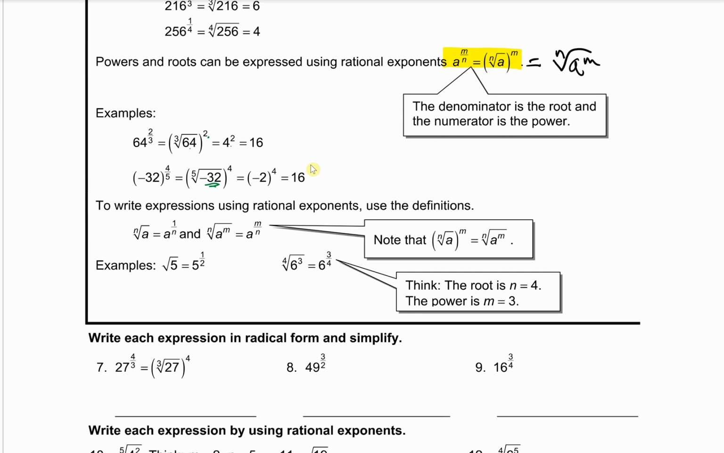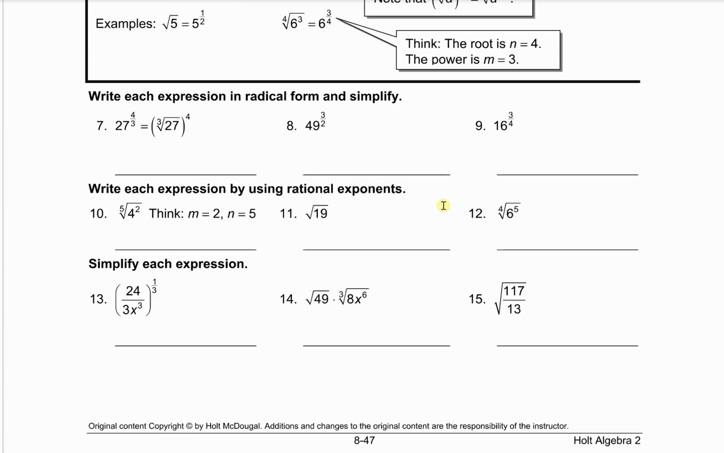So these can be written either way. You can go back and forth. Square root of 5 is like 5 to the 1/2. Fourth root of 6 cubed is like 6 to the 3/4. Let's simplify some of these.